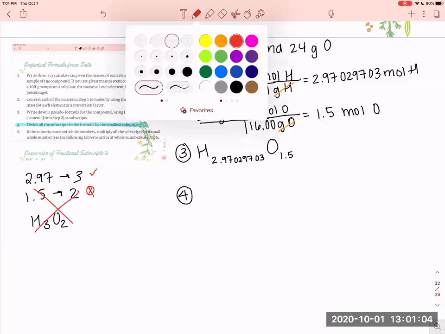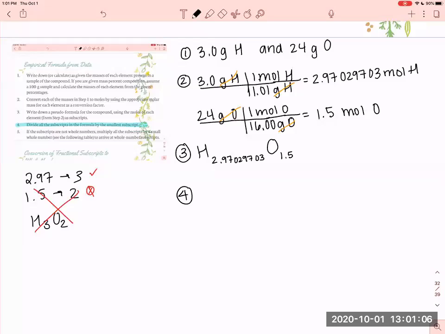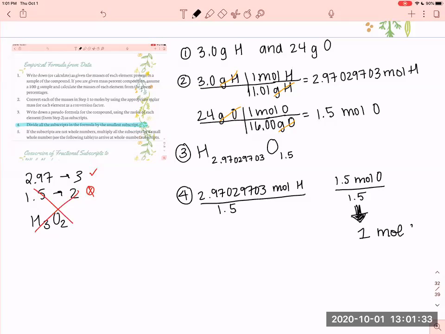So what we're going to do in our next step is divide both of them by the smallest. So if I have 2.97029703 mole of H, and I have 1.5 mole of O, which one is smaller? The 1.5, right? So we divide both of these by the smaller, and something divided by itself is 1. This is why we do this, because it automatically is going to give us a whole number, we know for sure. And we just really, really hope that the other number is going to give us a whole number as well, or close to a whole number.